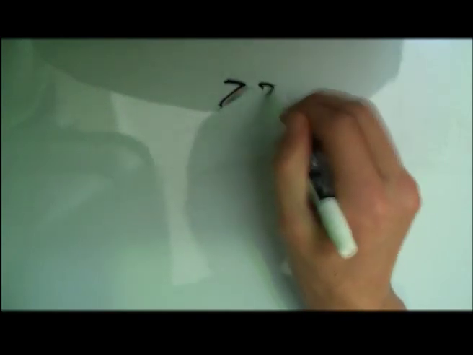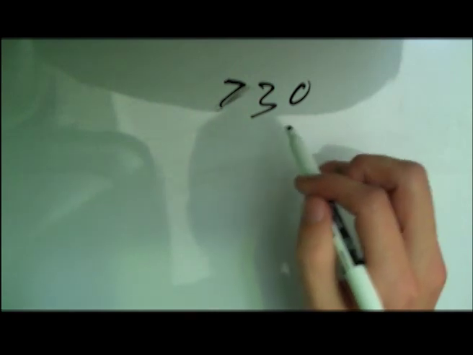7, 3, 0. Each one of these numbers is going to be a nibble. A nibble is 4 bits, if you remember, or half a byte. So for each one of these you get 4 bits. 0 is obviously 4 zeros.